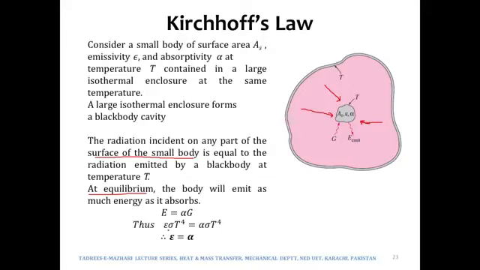Now E would be sigma epsilon T^4, and it is not sigma T^4 because E is the radiation emitted by the small body, and a small body is not black, right? It is the large enclosure which behaves like a black body, but the small body does not. So therefore its emissive power would be epsilon sigma T^4. Alpha remains alpha, and G is the radiation emitted by the large enclosure, which would be sigma T^4. So sigma T^4 will get cancelled out, and we will get that epsilon is equal to alpha. This simple expression is Kirchhoff's law.